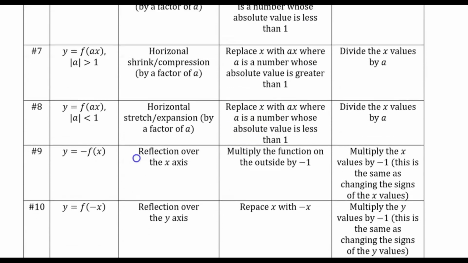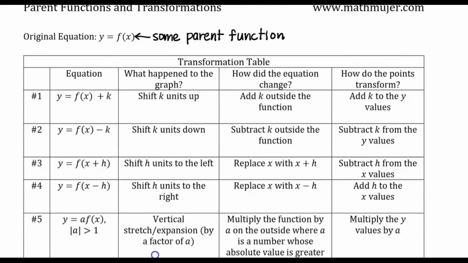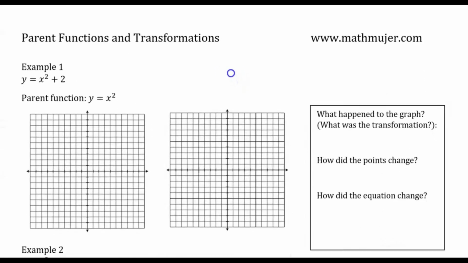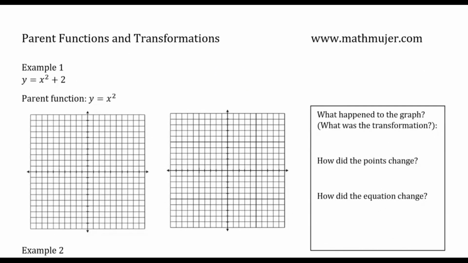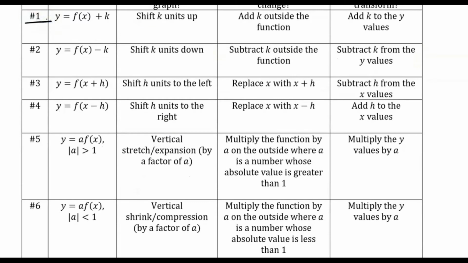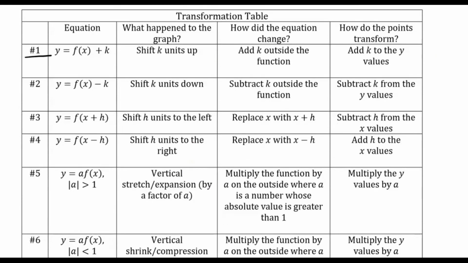And instead of going through each of these rows one by one, we're just going to jump ahead and start looking at some examples, and the numbers in the examples correspond to the numbers of the transformation. So for instance, example 1 matches up with transformation number 1. So we'll go do the example and then we'll reference the table to tie it all together.